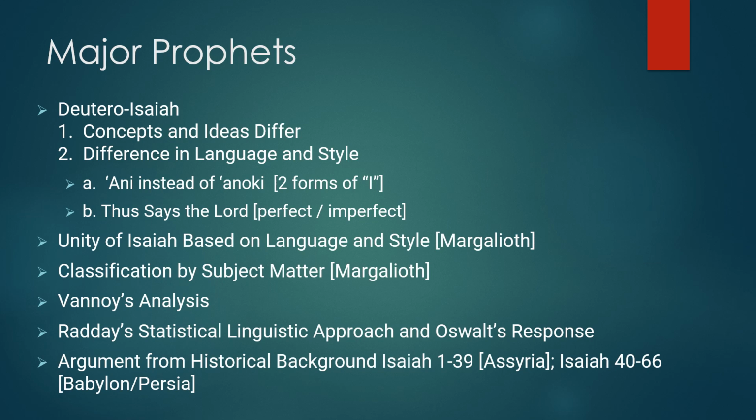Now, given that historical background, we can explain things in two ways. The way the critics suggest is that the latter part of the book is written by a different author who lived after the exile had begun, and was in progress, and the historical background is the background of that writer who was living much later than the time of Isaiah the prophet. That's one way to explain the difference.